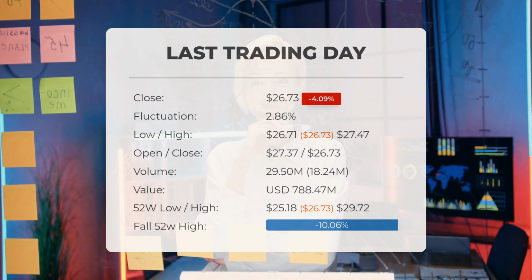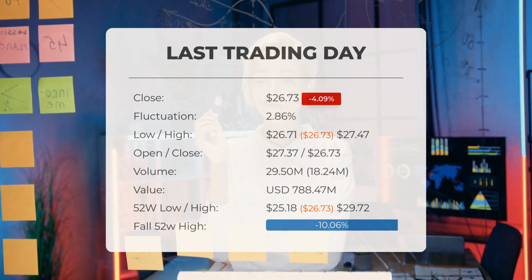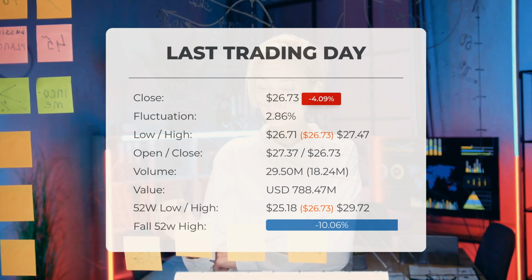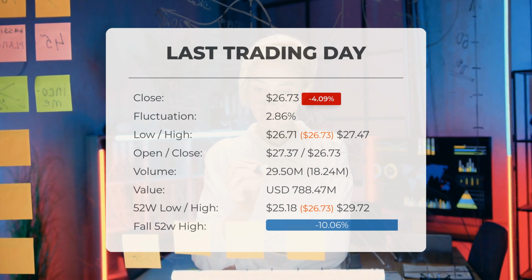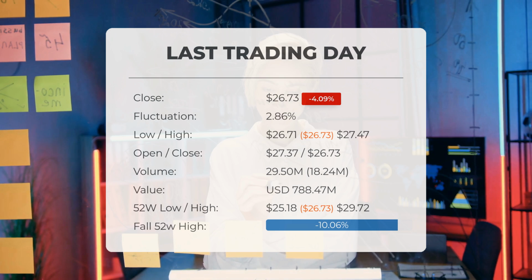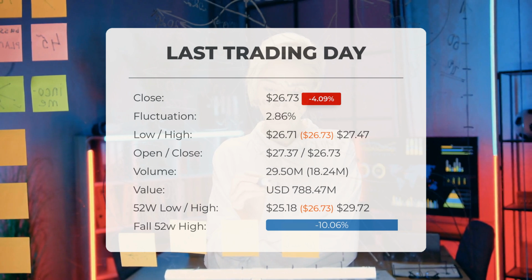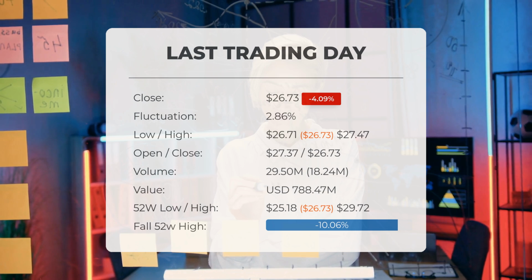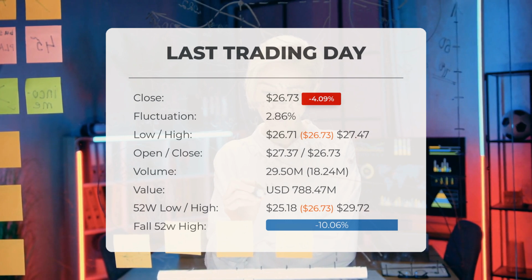The price has decreased in 7 of the last 10 days and is down by 4.36% over this period. Volume increased on the last day by 18 million shares, albeit with falling prices. This may serve as an early warning, suggesting a slight increase in risk over the next couple of days. In total, 29 million shares were traded, amounting to approximately $788,470,000. Over the past 52 weeks, the highest price of the ETF was $29.72, while the lowest price was $25.18.